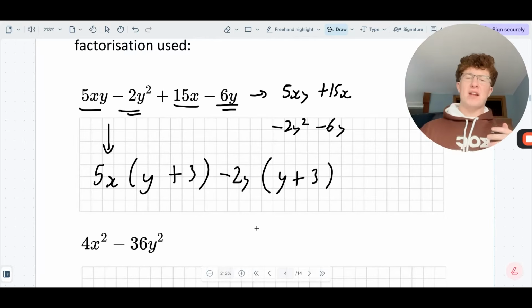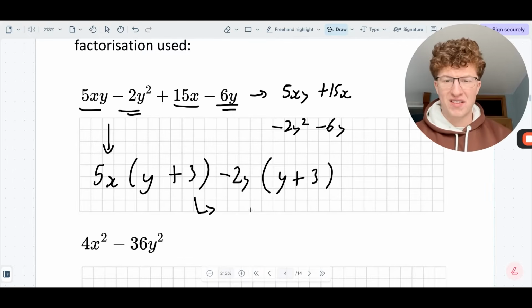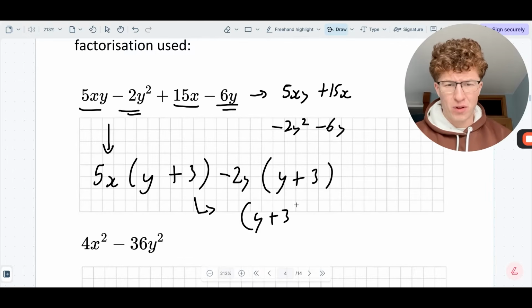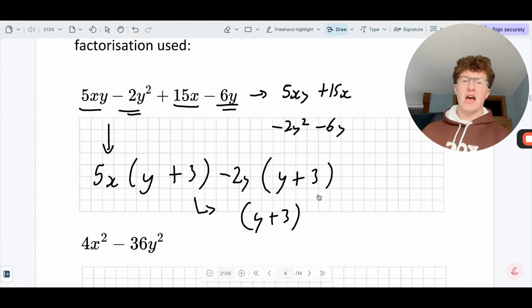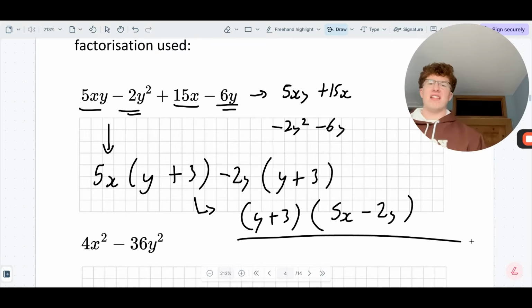Now, we can factorize this one more time. We see they both have a y plus 3 in common. So we'll factor out the y plus 3. And then we'll write the rest in brackets. So we're going to have the 5x minus 2y in brackets like this. And that's the answer to that question.